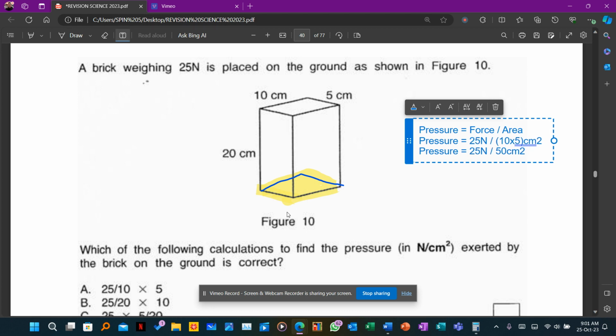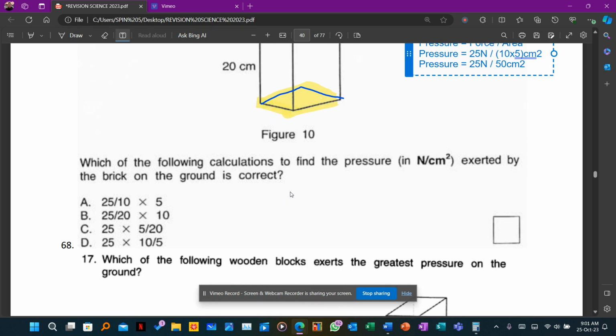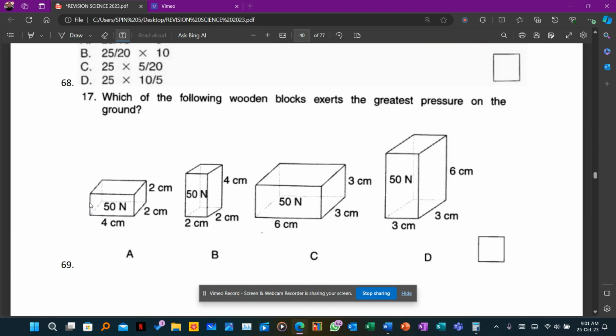So you can see here, it is 25 divided by 50, it is 25. Okay, this one, if you want to put it straight like this, it will be 25 divided by 10 times 5, which is the first one there, A. Okay, next one is the same question.